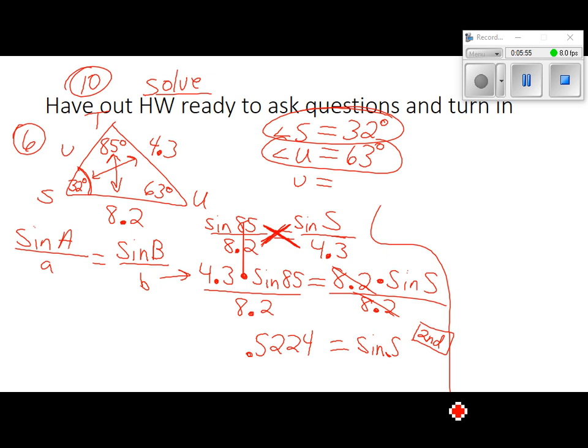Finished? No, we still have to find what? Yeah, exactly. The little u. So we do sine here, set up the law of sines again. I would probably stay with the angles I started with in this one. So sine 85 over what? 8.2. And then the other one, we have to change it because now we're trying to find little u, so which angle do we want to deal with? 63. The one across from it, right? So sine of 63 over little u.